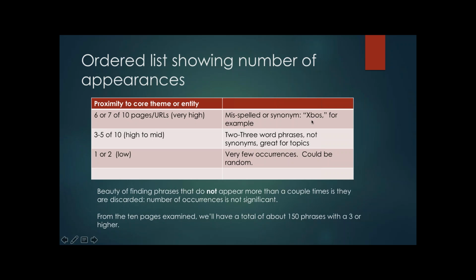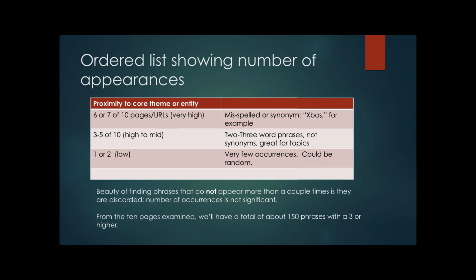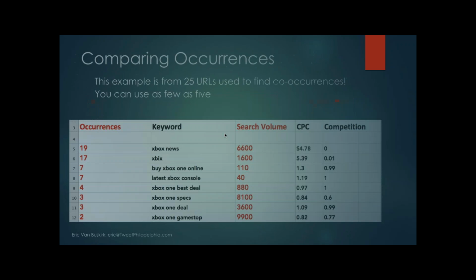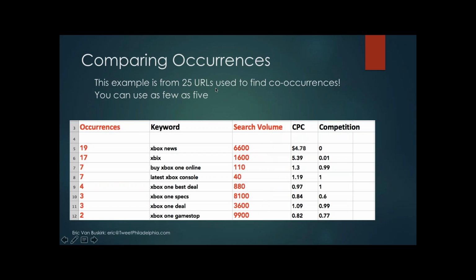But the more times they redirect to Xbox versus not, it shows their confidence in that misspelling. These are the gold nuggets, the 3 to 5 occurrences. And again, we know the degree of relatedness because it's a 3 versus a 5 versus a 6. And then in this example, I'm going to show you, moving on now, I actually did this with 25 URLs.